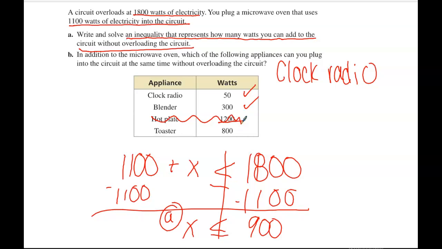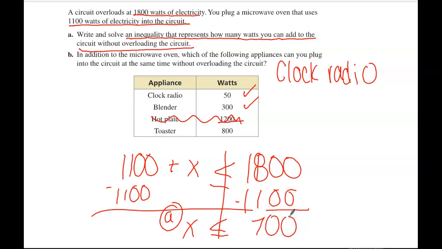Mary? Wouldn't it be 700? Wouldn't what be 700? Oh, yeah, it would, when you subtract 1,100 from 1,800. So this should actually be 700, because we subtracted wrong.